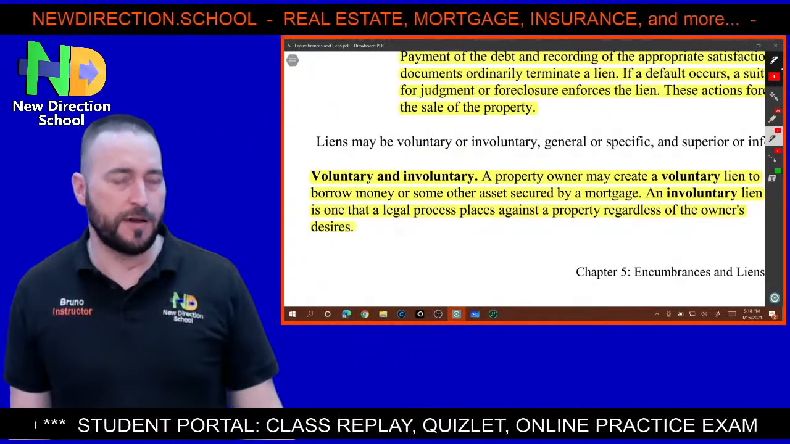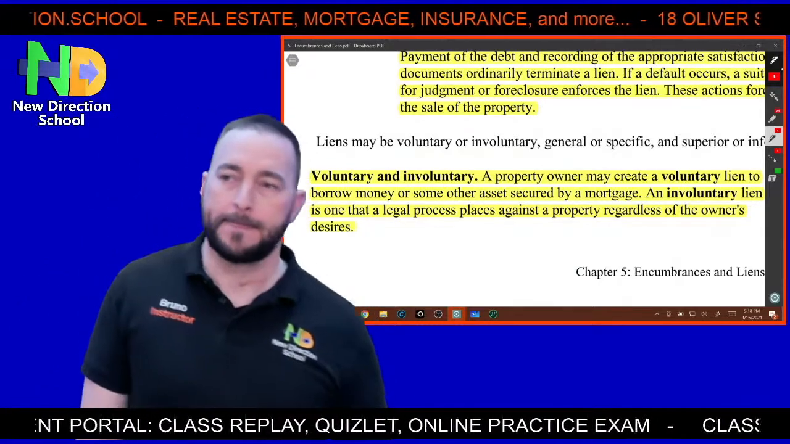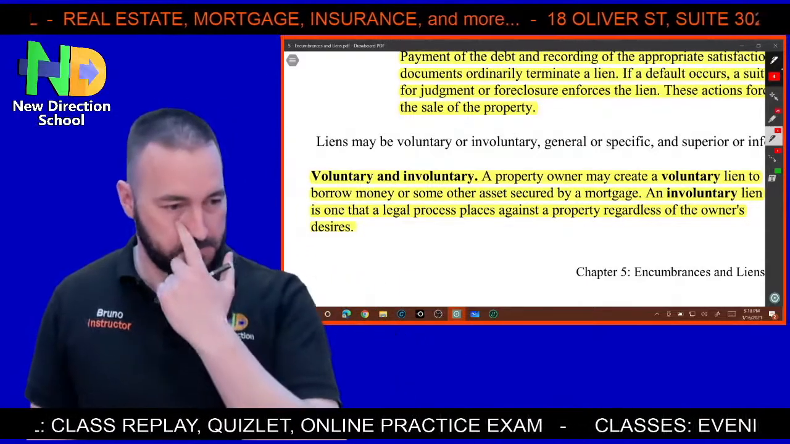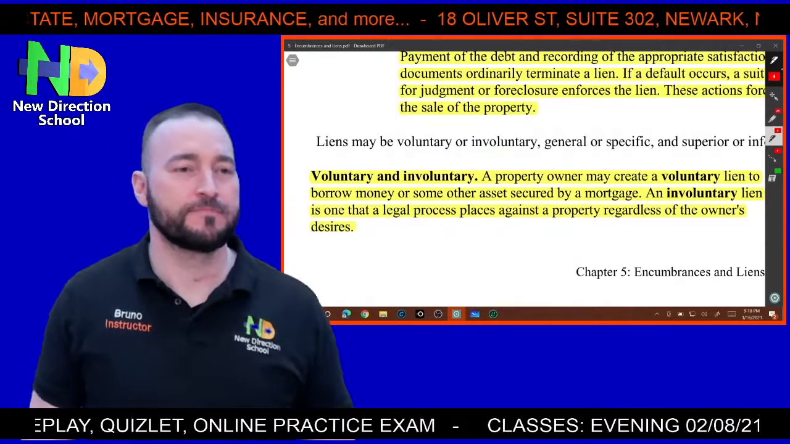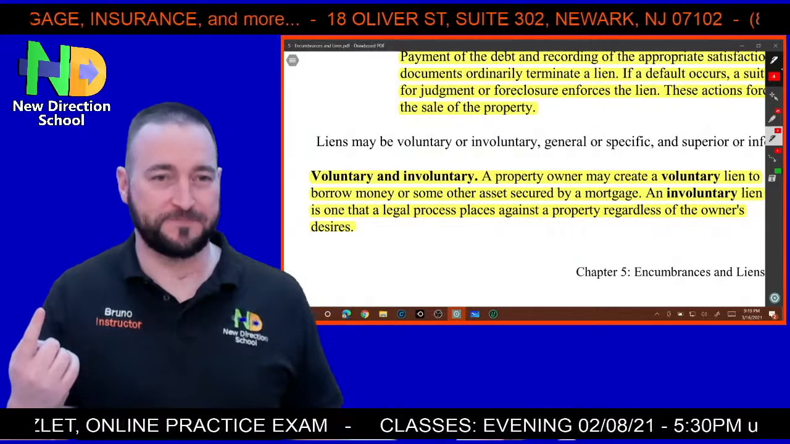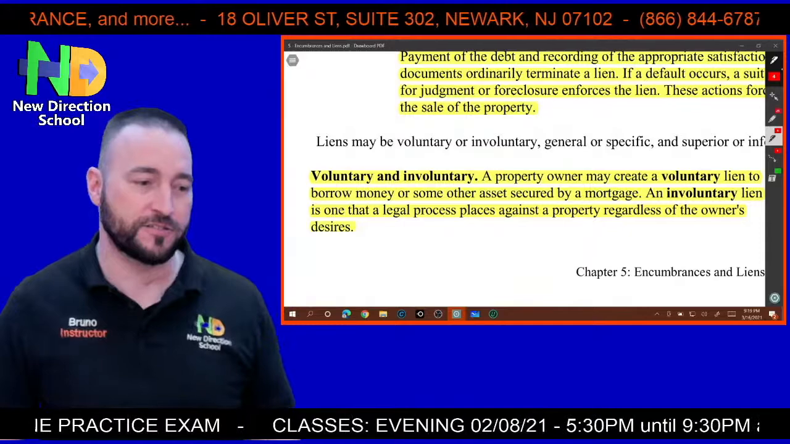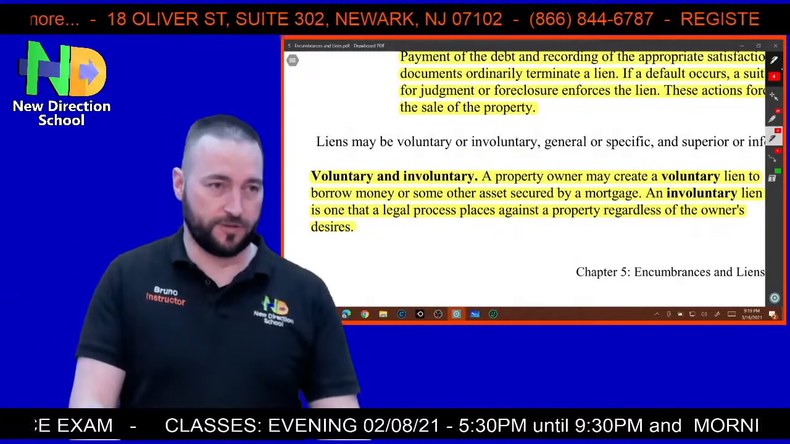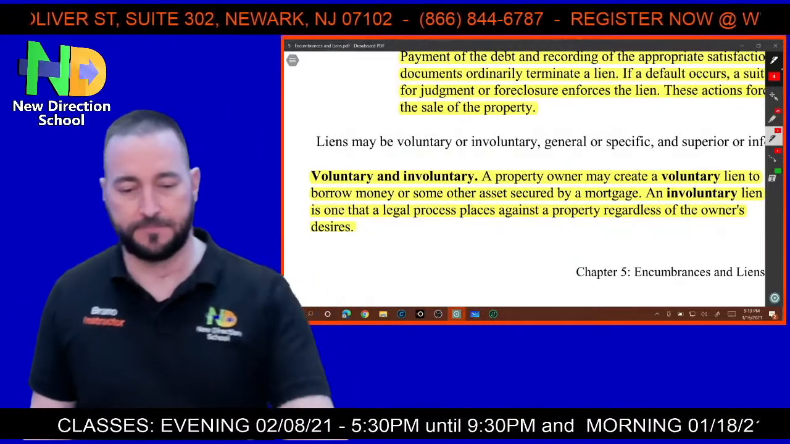Can anybody give me examples of a lien that you chose to have? Something that you said, hey, put it against my house because I want it. A refinance mortgage. Perfect. Why not the first mortgage when you bought the house? Didn't you ask for the money? Right. In exchange, you said, hey, put a lien against my house. So a mortgage is a voluntary lien. You asked for it.